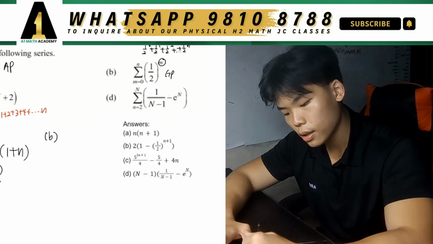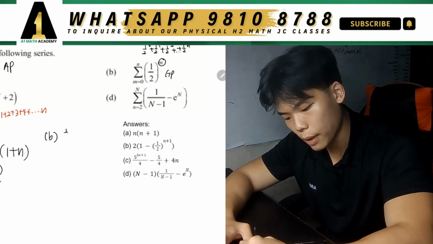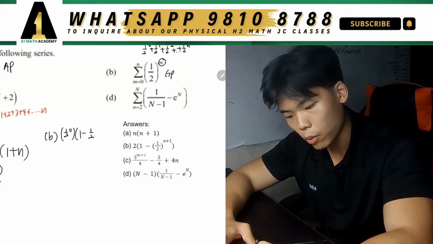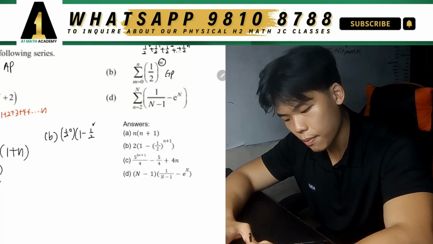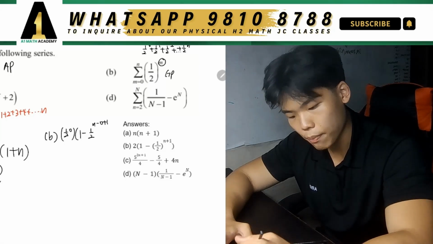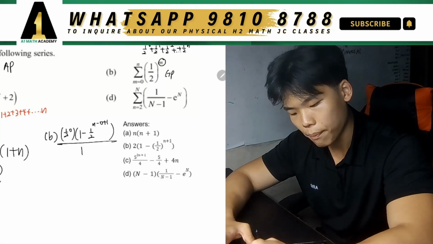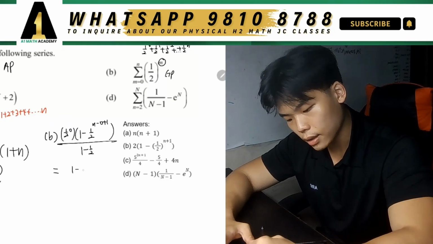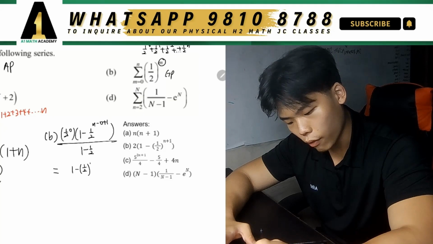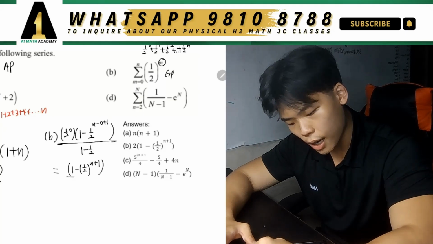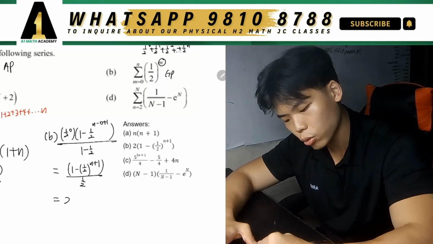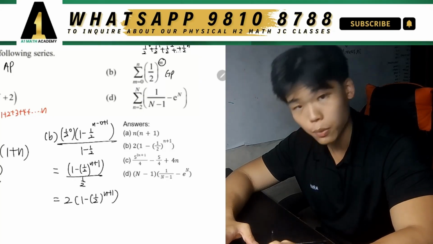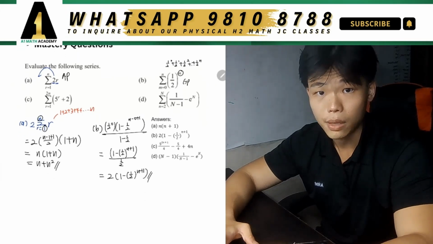So that would be my first term. So it's half to the power of 0. That's the first term, right? 1 minus half to the power of, how many terms are there? n minus 0 plus 1, right? So n plus 1, over 1 minus half. So this essentially will give me 1 minus half to the power of n plus 1, over half, which simplifies to give us 2 bracket 1 minus half to the power of n plus 1, right? Which is the final answer to part B over there, right?